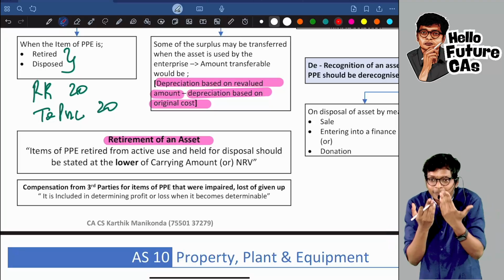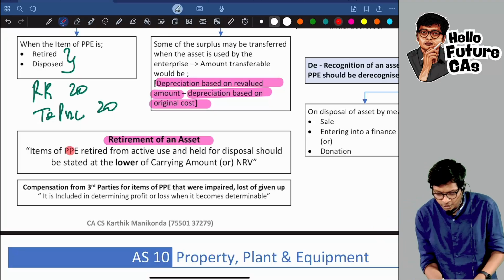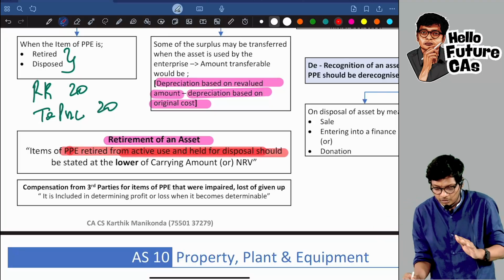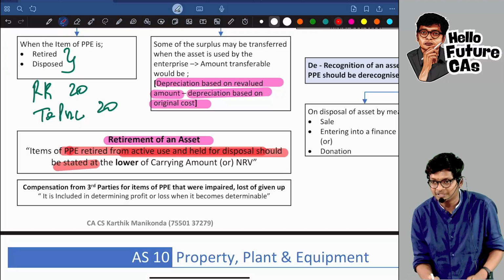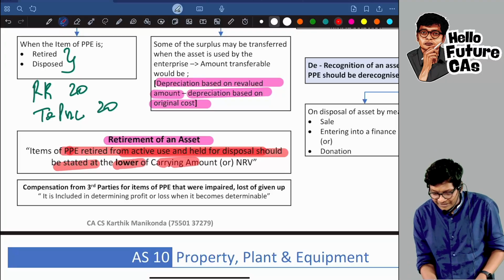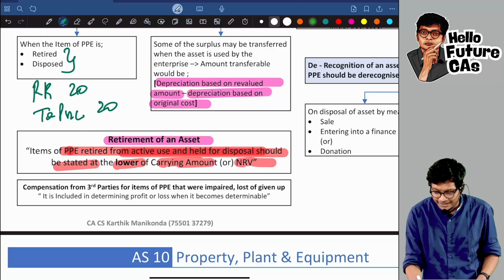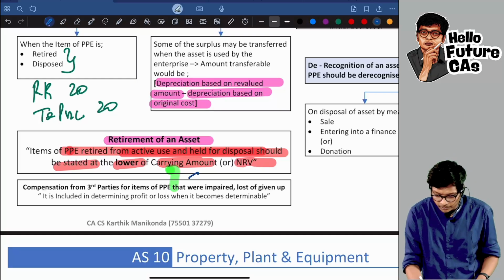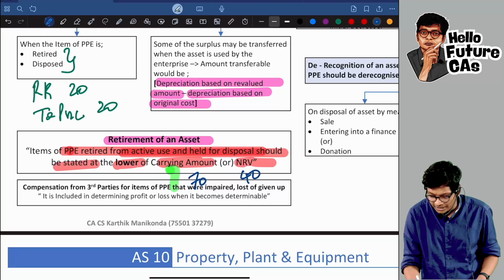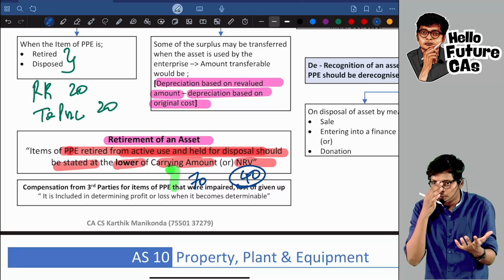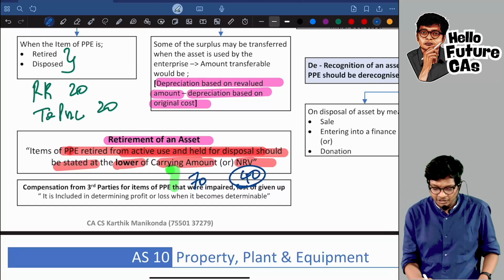Why? Because I am not using it. The asset is retired. So when an asset is retired from active use and held for disposal, it shall be held at the lower of carrying amount or NRV. Lower of carrying amount or NRV. Let's say carrying amount in books is 70, NRV is 40. I will keep it at 40, whichever is lower, but I will not provide any depreciation. Are you following, guys?